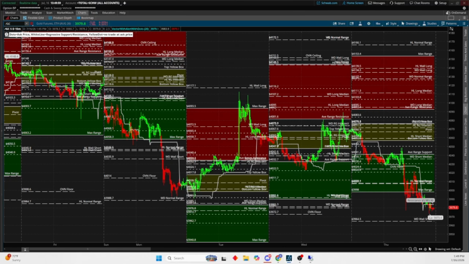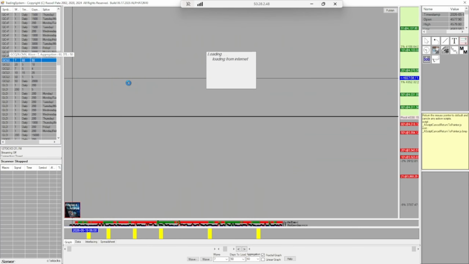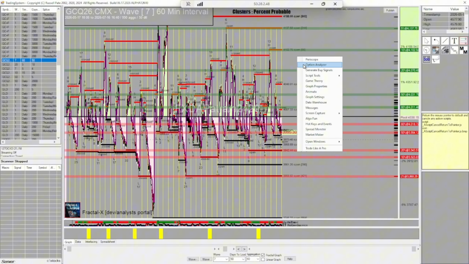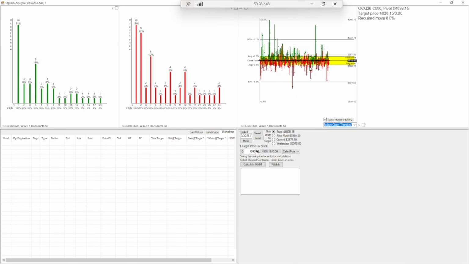So we won't chart out GC just yet, but I'll give you a breakdown of what's actually going on when you're here. You're going to go 7-wave 60-minute, right click and go to Option Analyzer. And then you're going to click this drop down here that says normal. Go buy today's close. You'll see this yellow box pop up. And you want to make sure you're also on the current price.